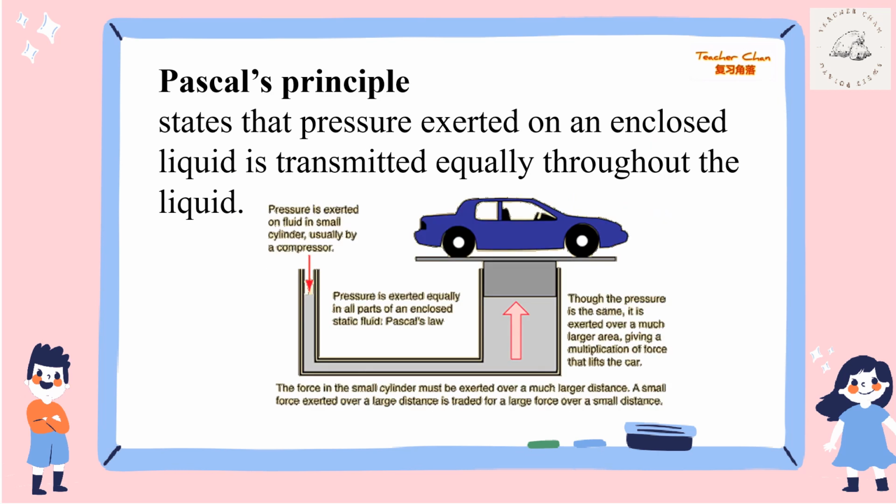Pascal's principle states that pressure exerted on an enclosed liquid is transmitted equally throughout the liquid, which means that if the pressure here is 1000 Pascal, the pressure at this part will also be the same value, also 1000 Pascal.